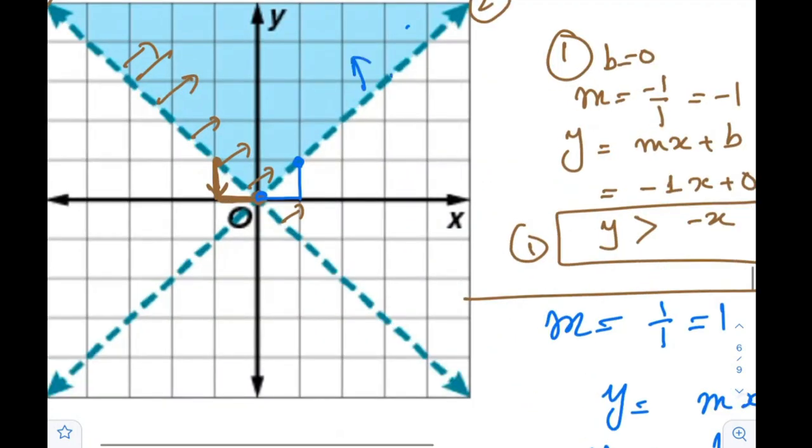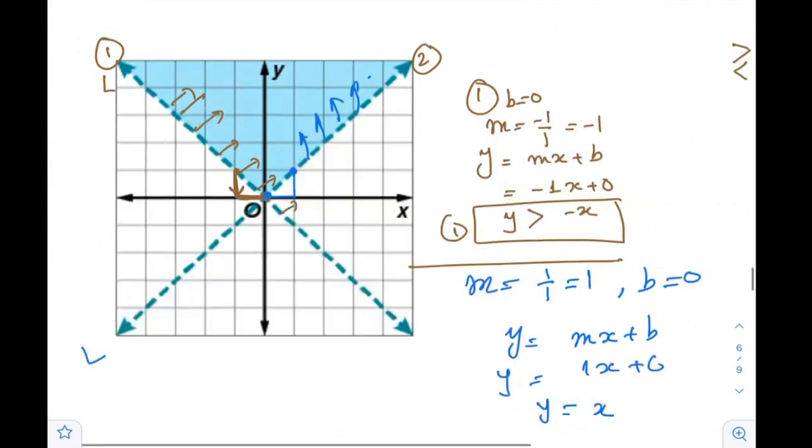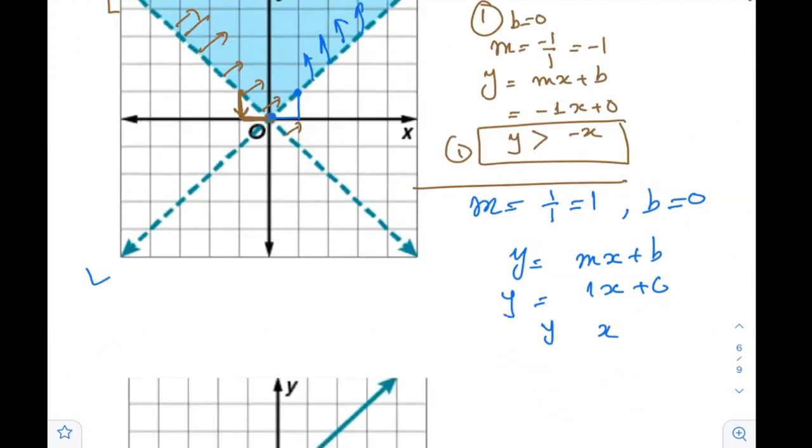Shading is above the line. So we will write greater than. We don't write the equal sign. We will stop here. So this is the second inequality.